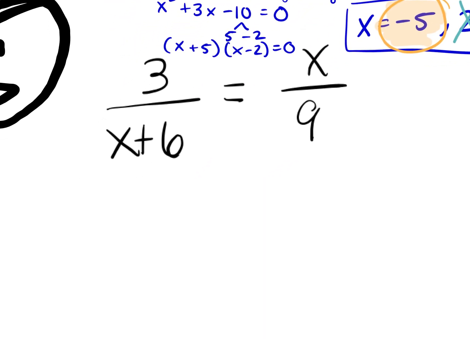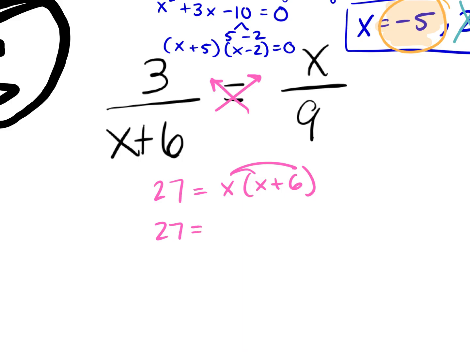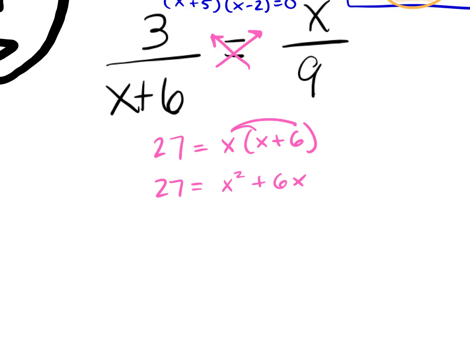What do we do when we have a fraction equals a fraction? Cross multiply. So 3 times 9 would be 27 equals x times x plus 6. What should we do next? Distribute. So 27 equals x squared plus 6x. What do we do next? Subtract 27. So 0 equals x squared plus 6x minus 27.